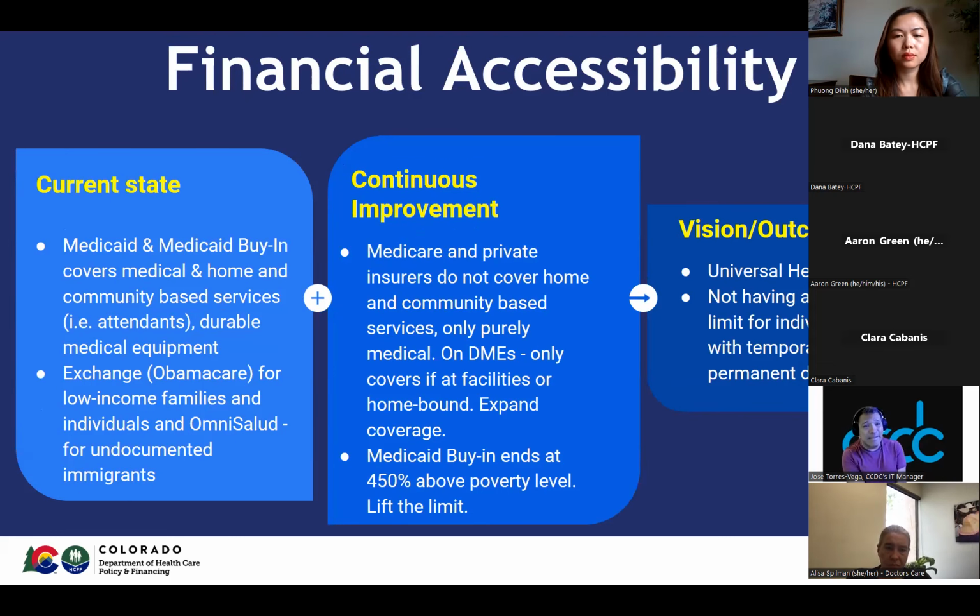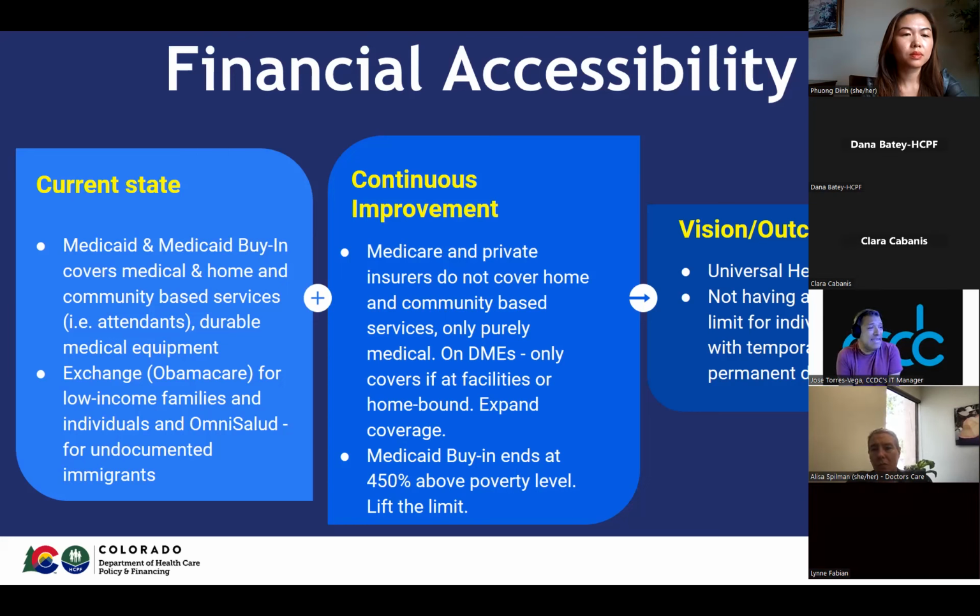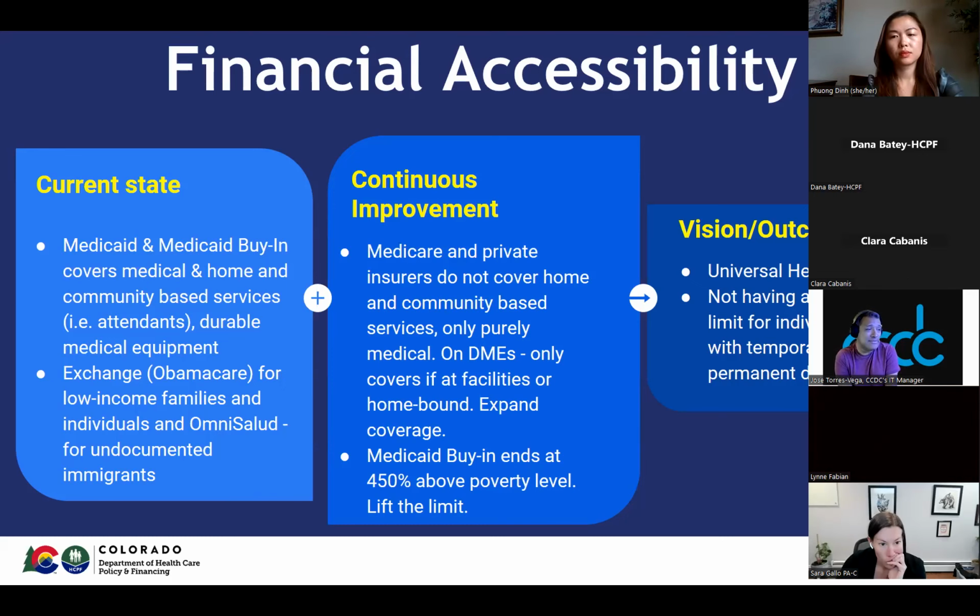So financial accessibility, that's a big one, right? Who doesn't know that everything is so expensive and that if you don't have health insurance, you cannot afford certain things? There are so many things. So, current state: Medicaid and Medicaid Buy-In cover medical and home and community-based services, for example, attendant care and medical equipment. That's perfect, or almost perfect, in Colorado, and we are so proud of that.